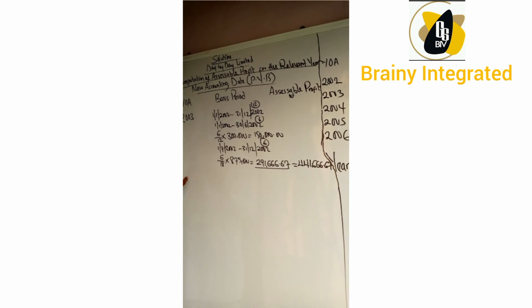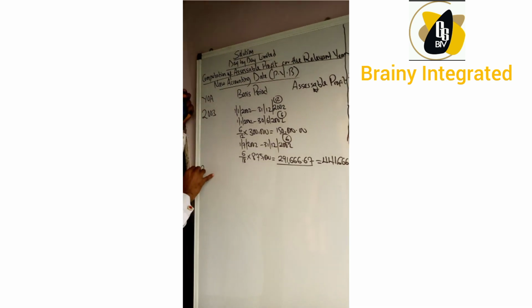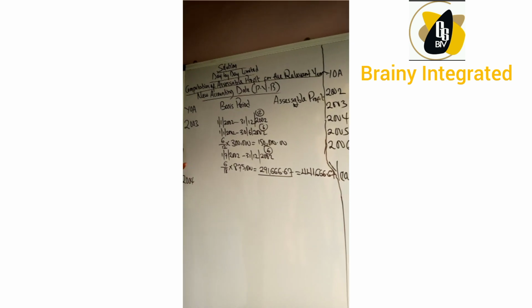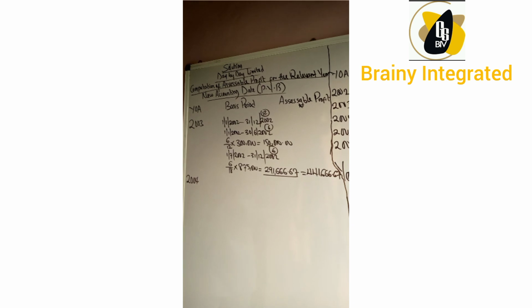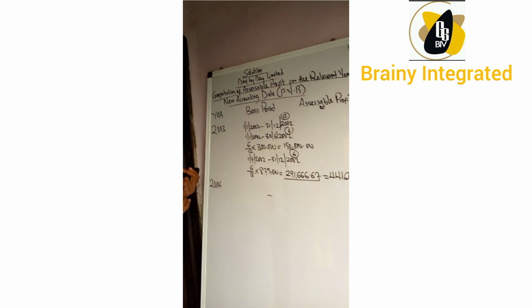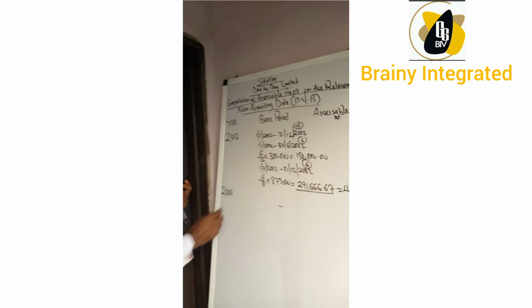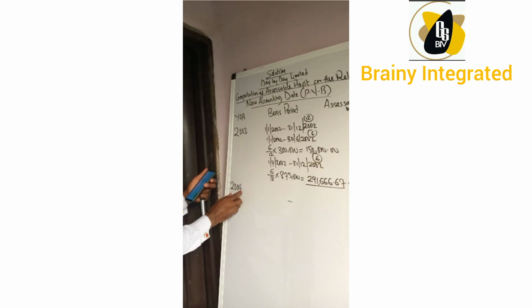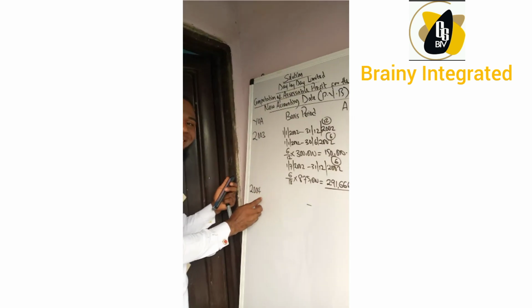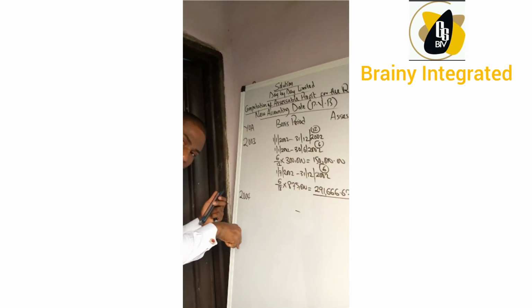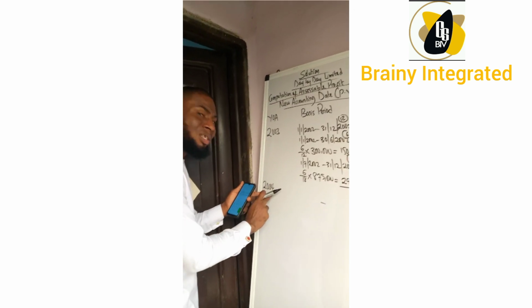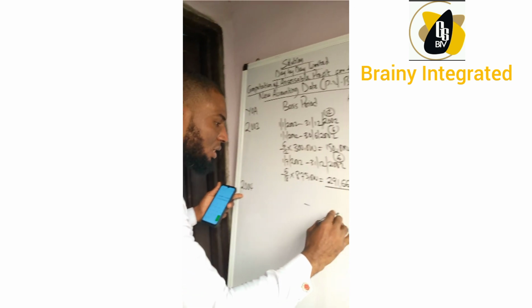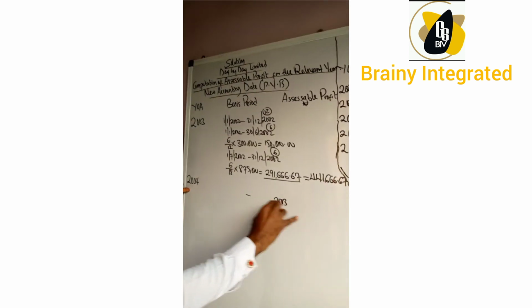For the second year of assessment, which is what? 2004. I'm going to use preceding year basis. Alright, so what is the preceding year of 2004? Remember, preceding year is the year before the year of assessment. So the preceding year of 2004 is 2003.